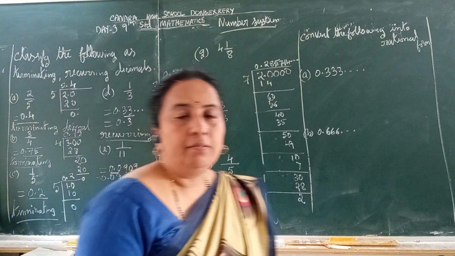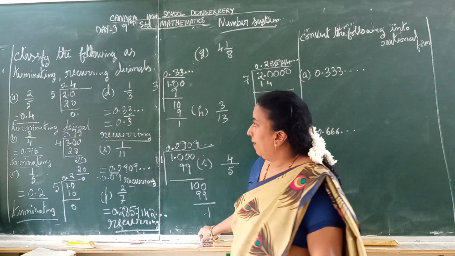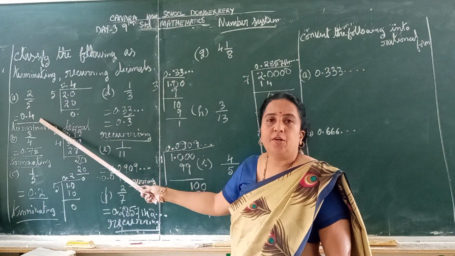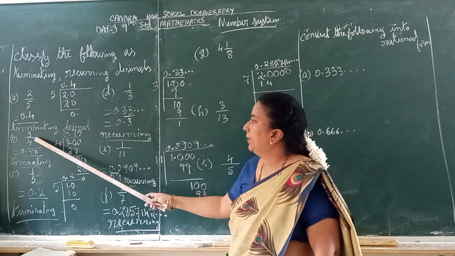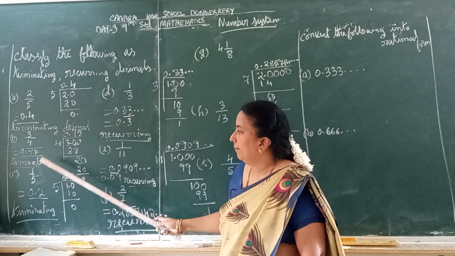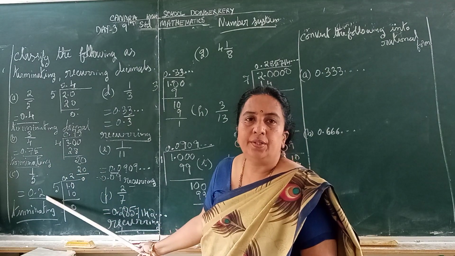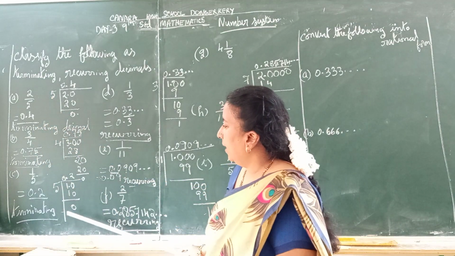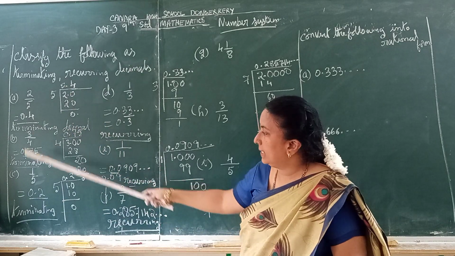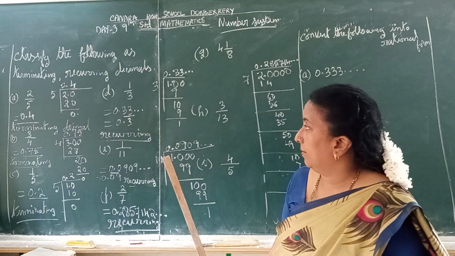We are converting rational numbers into decimal form. First we took 2 by 5. Its answer is 0.4. Then we took 3 by 4. Its answer is 0.75. Then we took 1 by 5. Its answer is 0.2. All these remainders have become 0. Therefore, these three are terminating decimals.